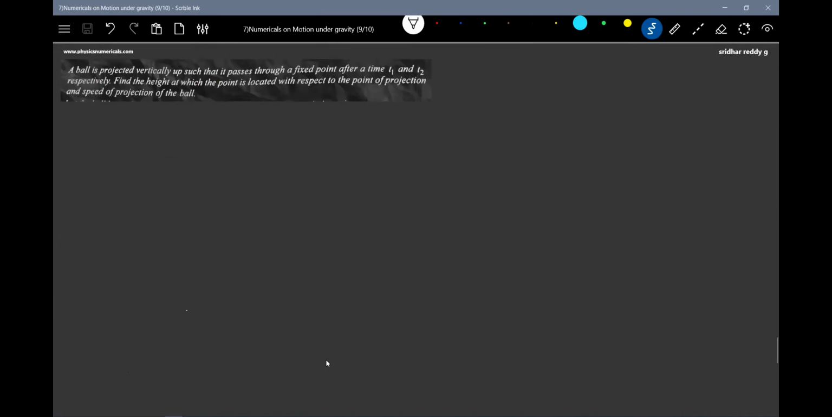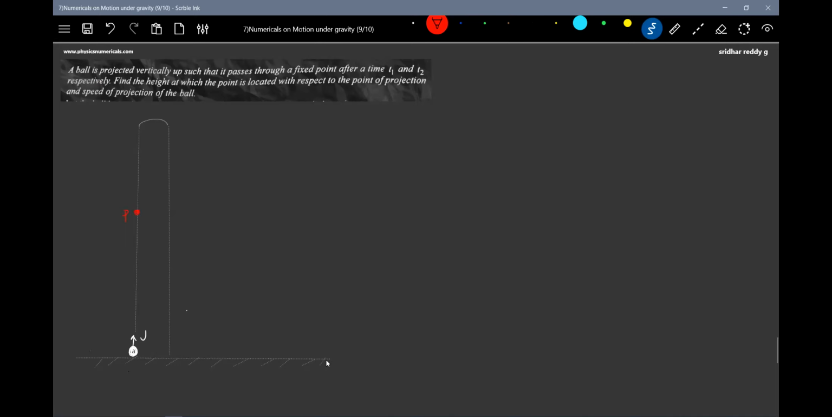A ball is projected up such that it passes through a fixed point after a time t1 and t2 respectively. Find the height at which the point is located with respect to the point of projection and the speed of projection of the ball. There's a ball. I'm going to project it. There is some point. So where is that point? Somewhere I'll choose this.